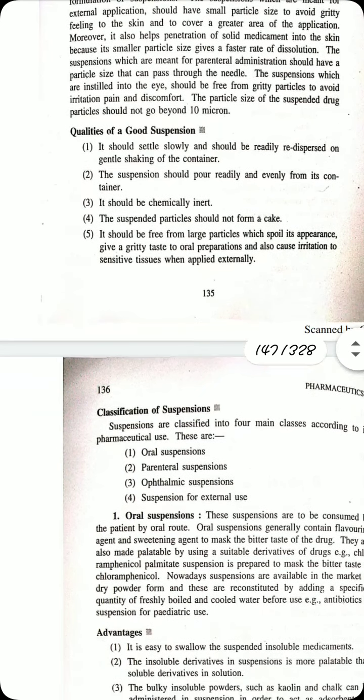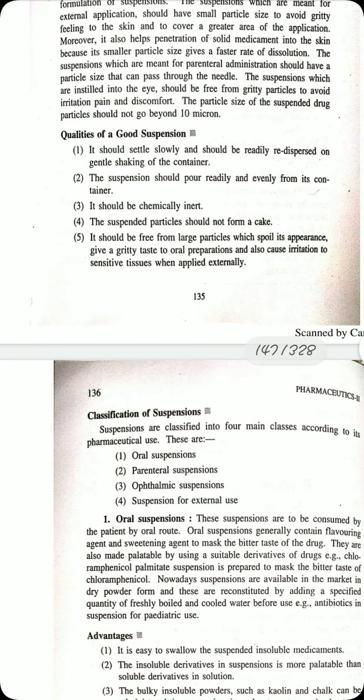So what are the qualities of a good suspension? It should settle slowly and should be easily redispersed. The suspension should pour readily and evenly from its container. It should be chemically inert, meaning it should not react with any other chemical constituents. Suspended particles should not form cake. It should be free from large particles which spoil its appearance and give a gritty taste to an oral preparation.